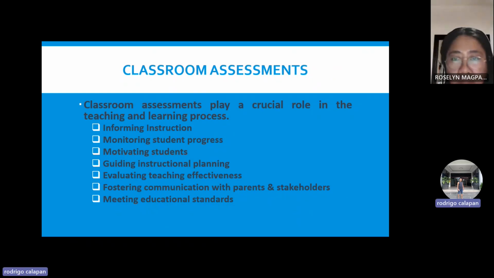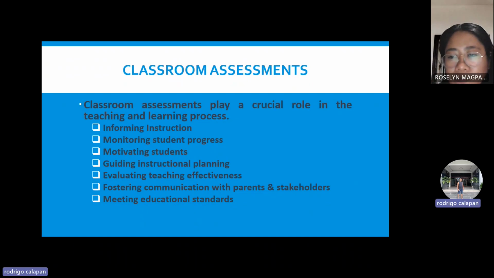And by collecting data on student performance, teachers can identify trends and patterns and gauge the effectiveness of their instructional methods. And this information enables them to make informed decisions about instructional adjustment, pacing, and remediations.